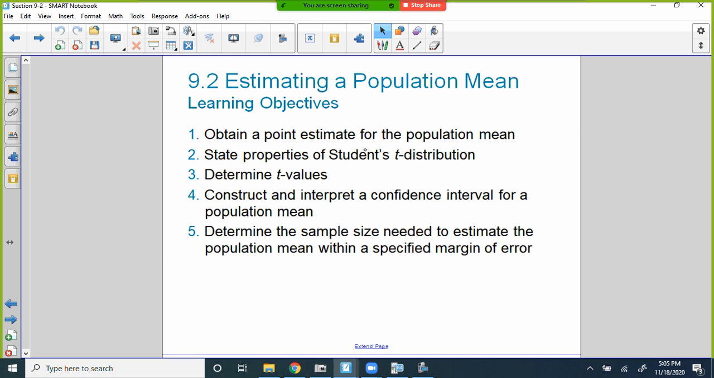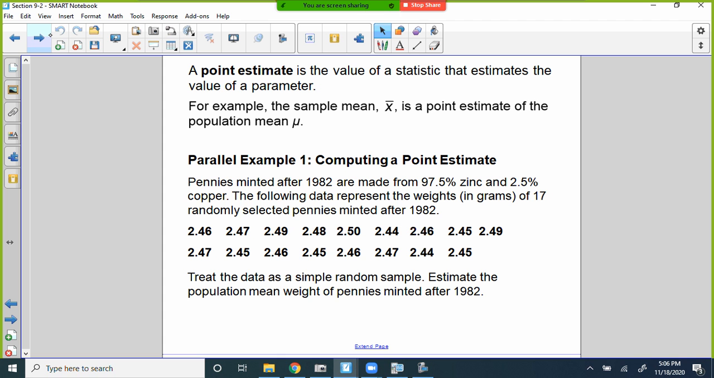We're going to obtain a point estimate for a population mean. Well, we've kind of done that. State properties of a t distribution now. A t distribution is something that we haven't got into, but we're about to. We're going to determine t values. We're going to construct and interpret a confidence interval for a population mean, and then we'll determine the sample size needed to estimate the population mean within a specified margin of error. Very much like what we did on the one proportional Z interval, right? But we're doing it with the population mean instead of population proportion.